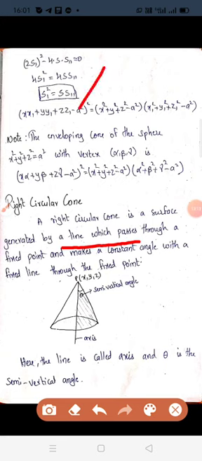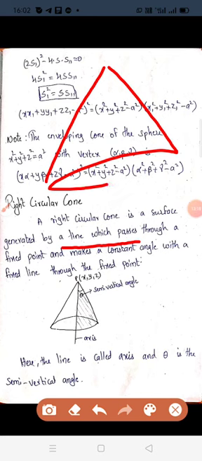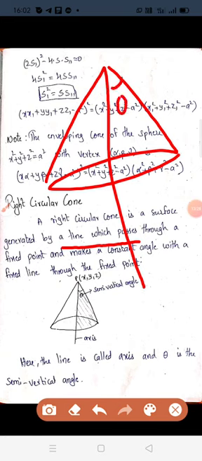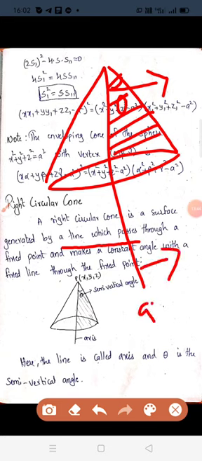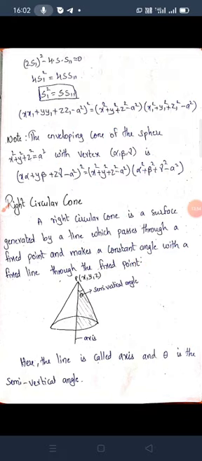Here listen, it is a cone. A right circular cone is a surface generated by a line which passes through a fixed point. It makes a constant angle. This one is called the semi-vertical angle. This line is called the axis. Here the line is called axis and theta is called semi-vertical angle.